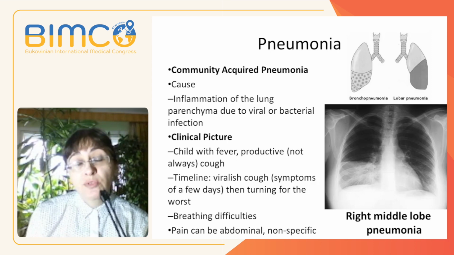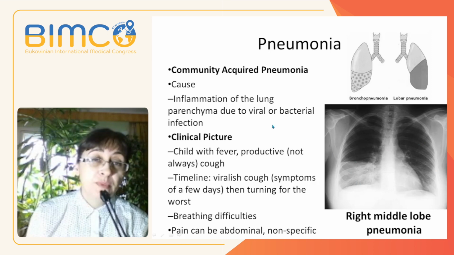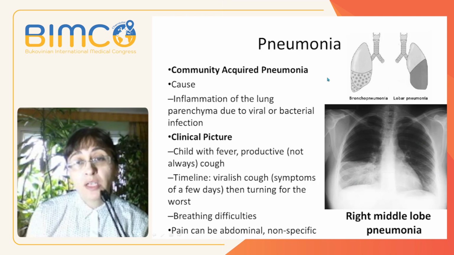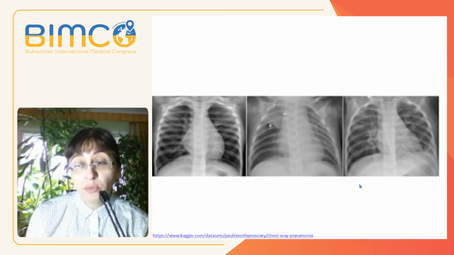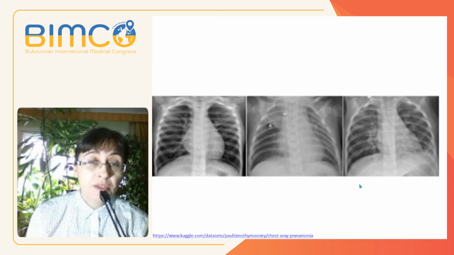Pneumonia is the most frequent cause of consolidation of the lung field, and it might be viral or bacterial pneumonia. It might be lobular or bronchopneumonia, or lobar pneumonia. And in this chest X-ray, we may observe typical right middle lobe pneumonia. But of course, pneumonias may differ in their presentation in chest X-rays.